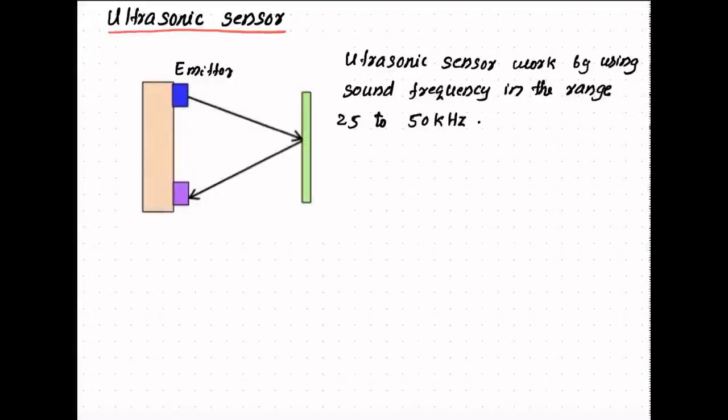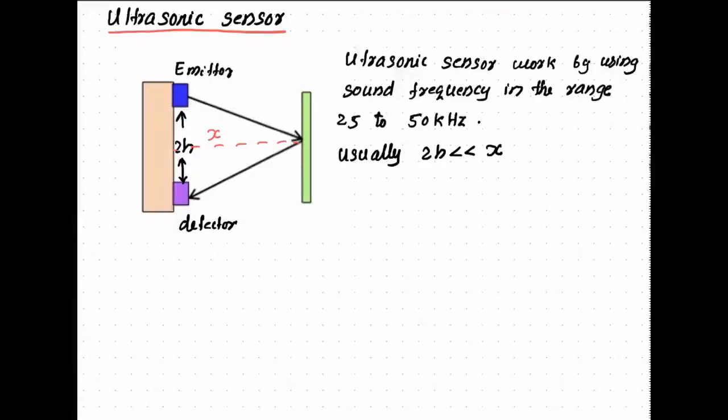Usually the sensing distance of capacity sensor and inductive sensor may be say less than 15 centimeters, but for the ultrasonic sensor this may be say 30 or 40 centimeters. Ultrasonic works similar to the radar. The ultrasonic sensor has two units, an emitter unit and a detector unit. The emitter unit emits high frequency sound waves, usually in the frequency range of 25 to 50 kilohertz.